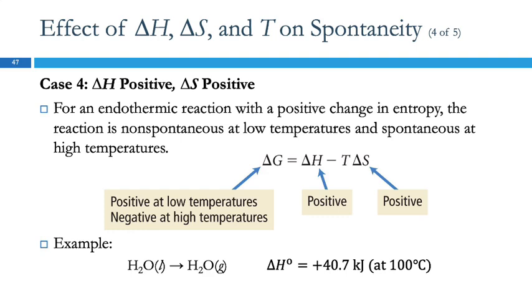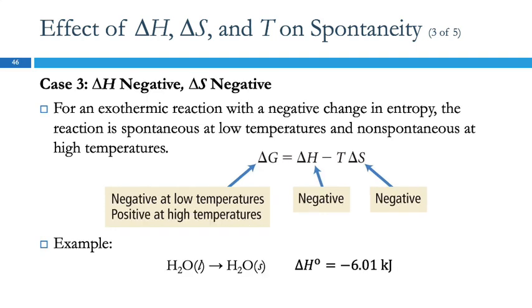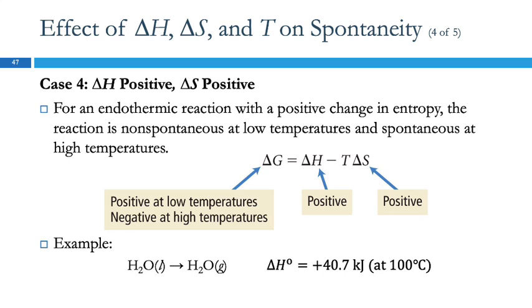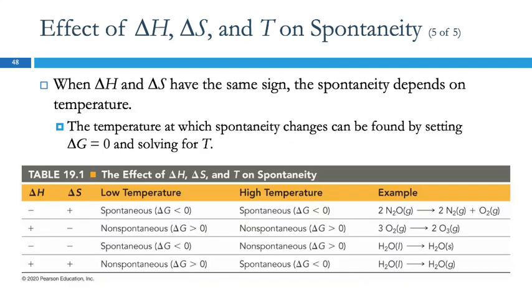And then we have the opposite, where delta H and delta S are both positive. And now we have the reverse effect of temperature. We get non-spontaneous at low temperature, spontaneous at high temperature. So when delta H and delta S have the same sign, the spontaneity will depend on the temperature.